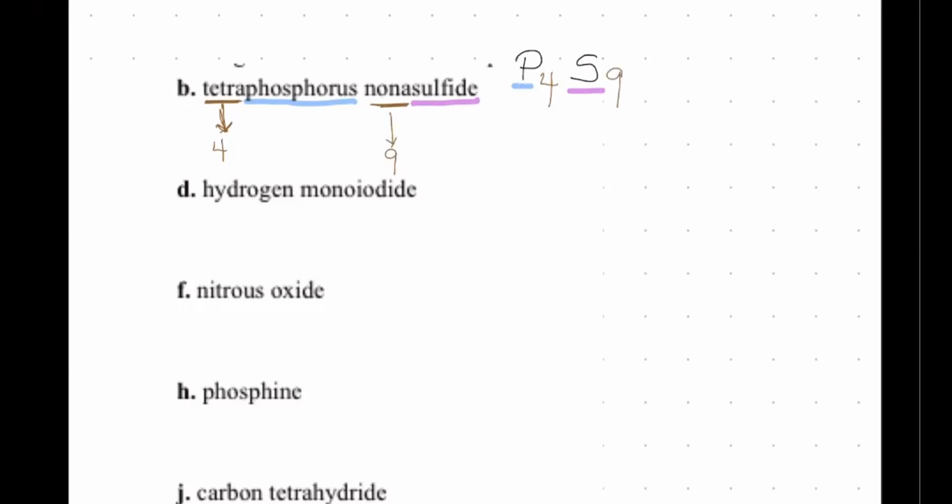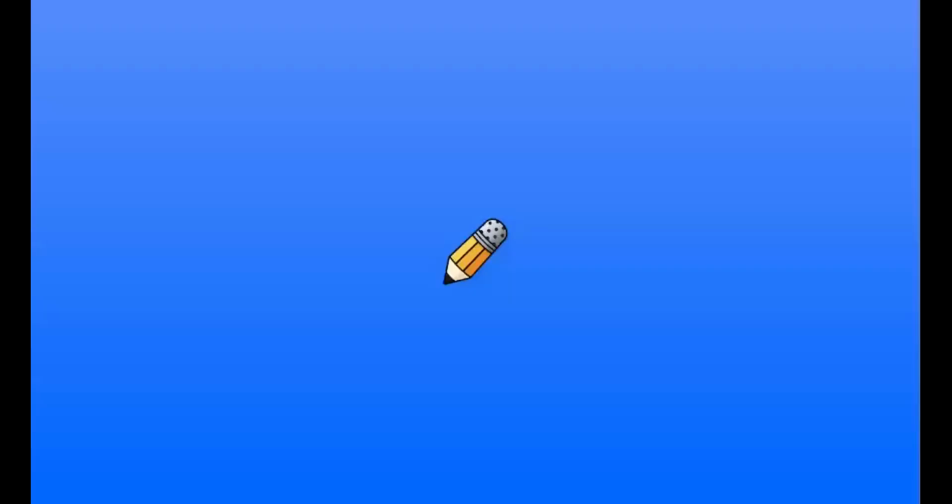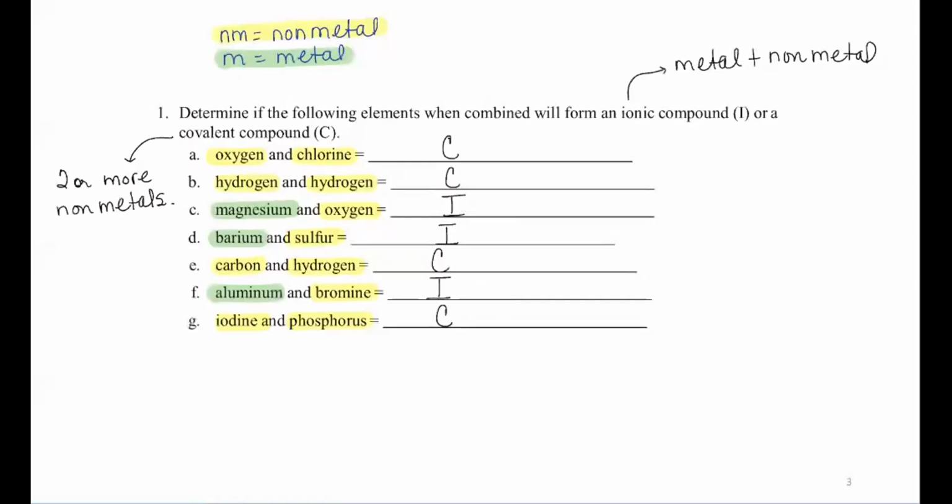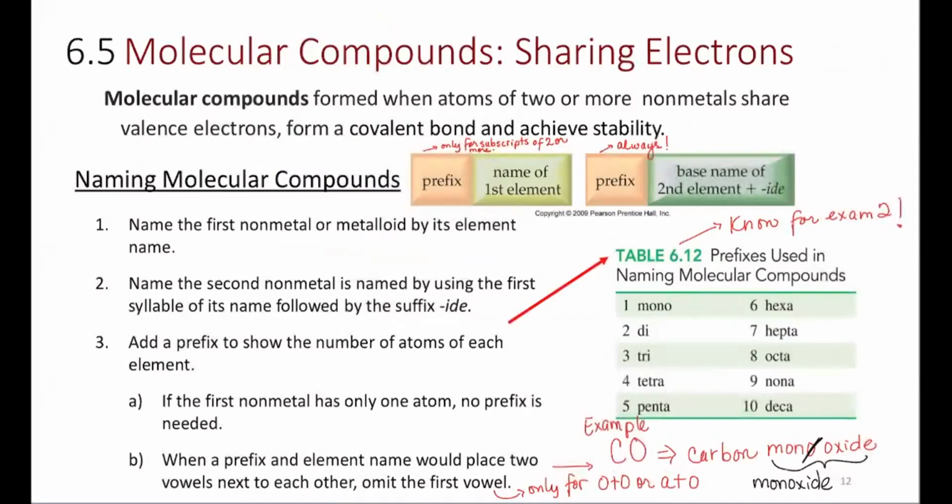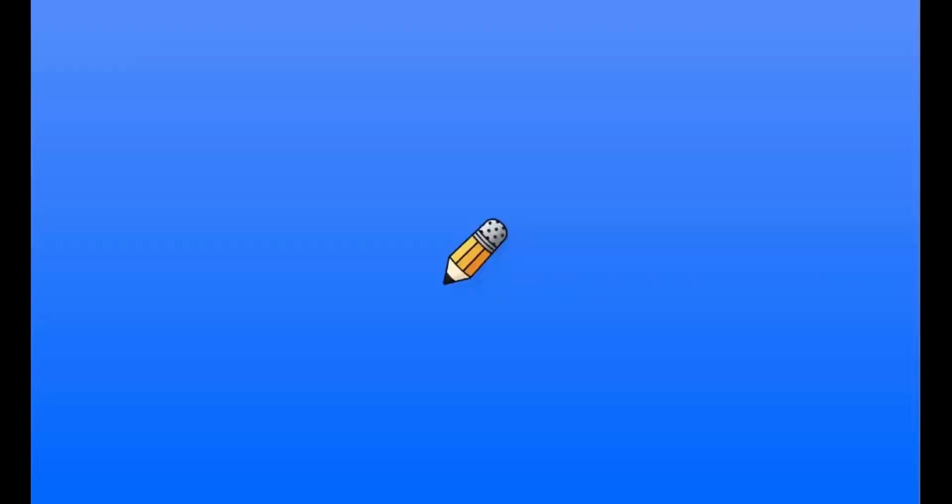Okay. For those of you that are wondering where you get these prefixes, let me show you. In the slides, the prefixes are on slide 12. It's in table 6.12 in the textbook. That's where you get the words for the prefixes. Let's go back to our examples to just finish up this concept.